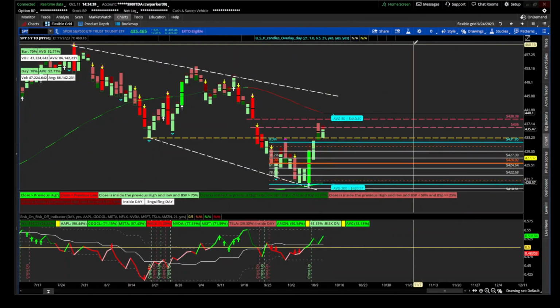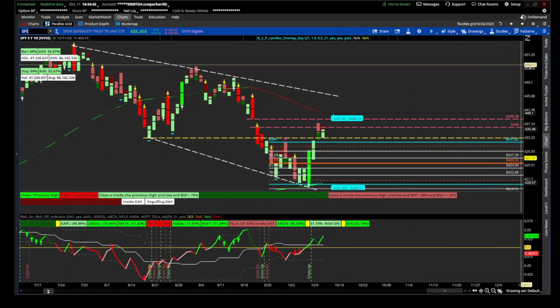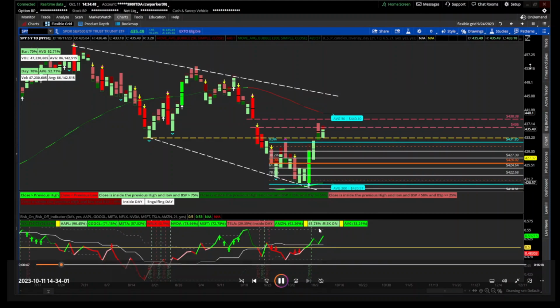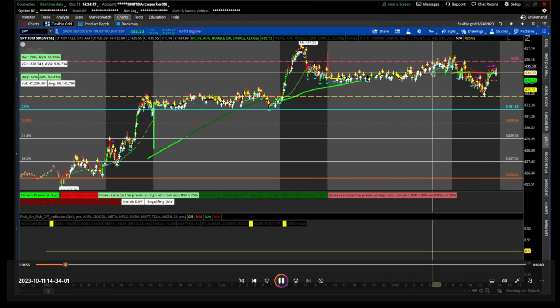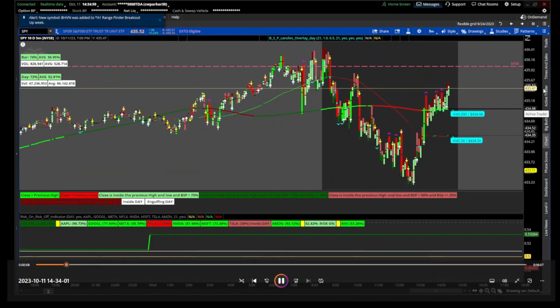You can see why I'm pointing out the gap, and then pointing out how the risk on and risk off is actually moving back and forth, going up and down. You can see it right there, and you can see the average also shifting, and you can see the VIX just turned dark green.